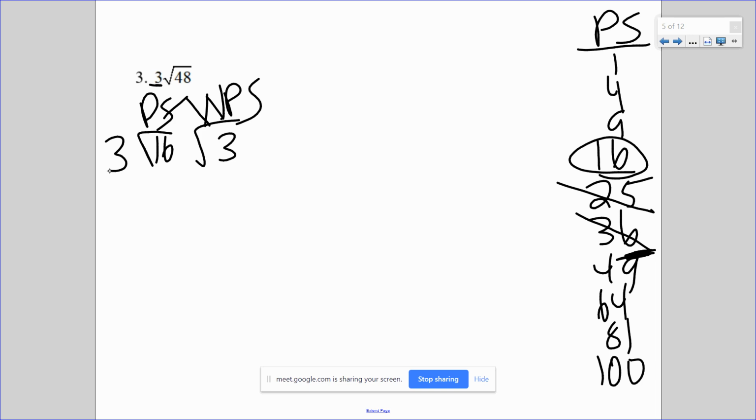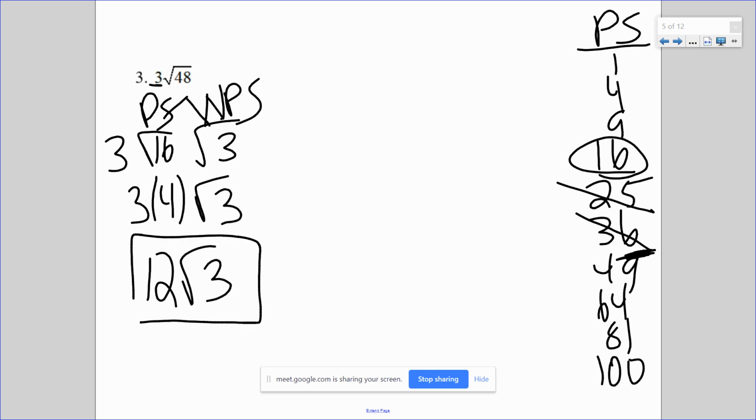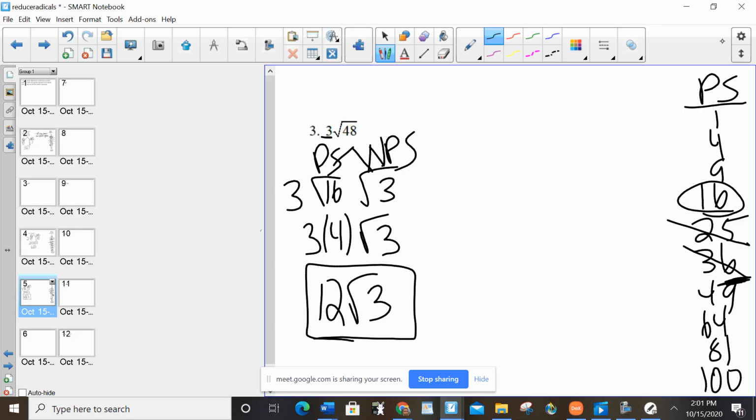Step 2, take the square root of the perfect square. The square root of 16 is 4. The non-perfect square comes down, and the 3 in front comes down. I multiply my two outside numbers, and my answer is 12 rad 3. Now I can show you a little trick to help you come up with these values. It's the same trick that I showed you with factoring.